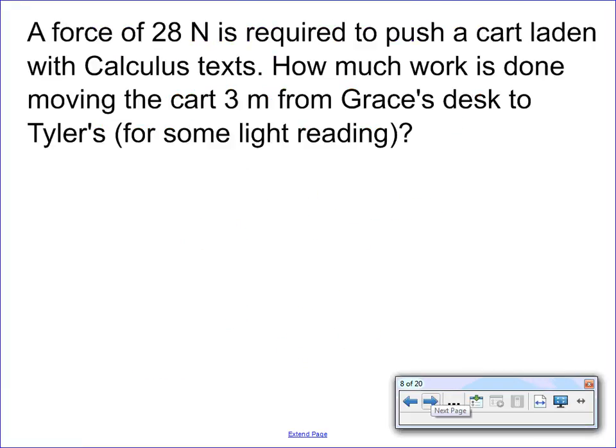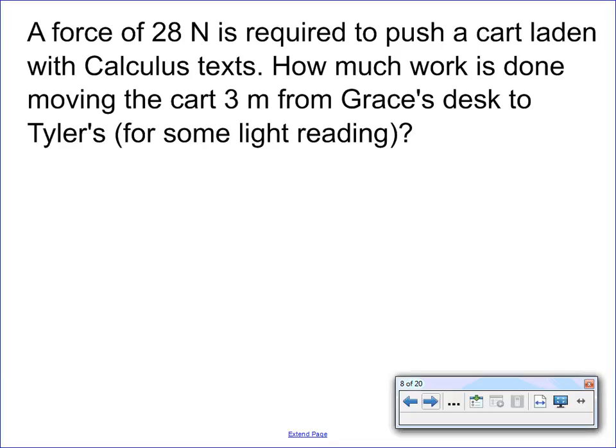So let's suppose that a force of 28 newtons, and these first examples are simple, so you don't have your own printout, but you can do it right up there with those two equations. The force of 28 newtons is required to push a cart laden with calculus texts. How much work is done moving the cart 3 meters from Grace's desk to Tyler's? Just for some light reading.